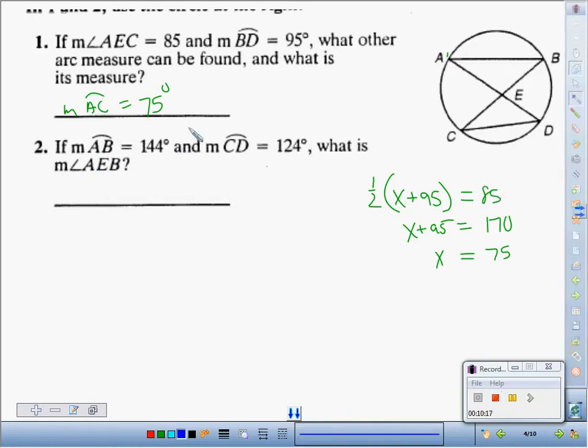If the measure of arc AB is 144 degrees, and the measure of arc CD is 124 degrees, what is the measure of angle AEB, which is this guy? So these are the two arcs that are contained by that. That's inside the circle. So add those two things together and then divide by 2. And no work needs to be shown on that. 134 degrees is what we get.